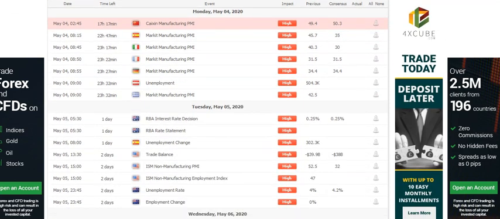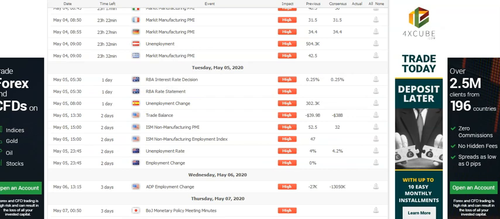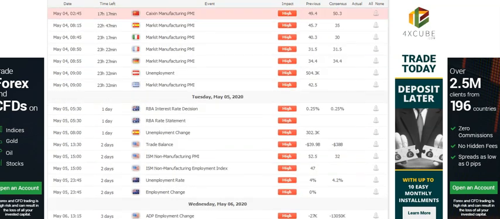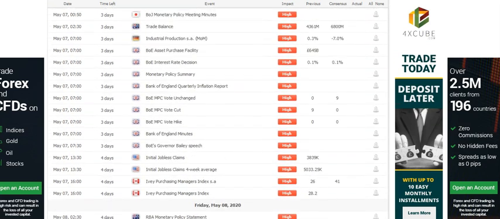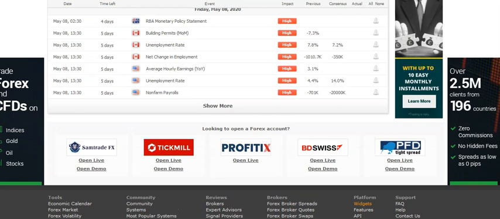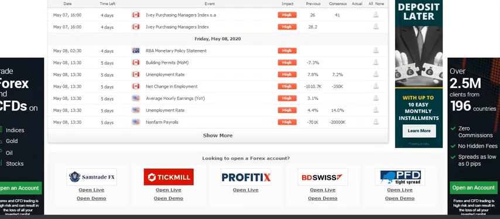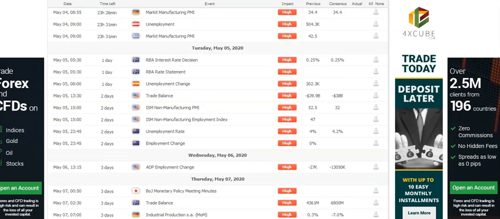Interest rate decision on AUD, trade balance on the US dollar, and interest rate decision too on the pound. Let's move down. Then non-farm payroll and unemployment rate on the US dollar. So that means the focus this week is on the pound, Australian dollar, and US dollar, right?